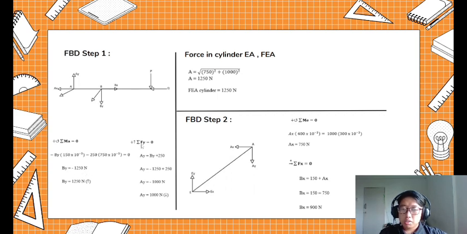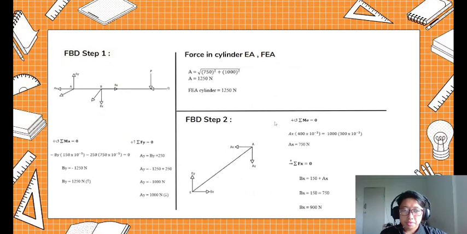Next, to find Ay, you can use the sum of Fy equals 0, assuming the upward direction is positive. Ay equals negative By plus 250. Ay equals negative 1,250 from the equation before this, plus 250, and you get negative 1,000 Newtons. Okay, next I want to find the force in cylinder EA, or FEA. You can take 750 to the power of 2 plus 1,000 to the power of 2, and you get the answer 1,250 Newtons.